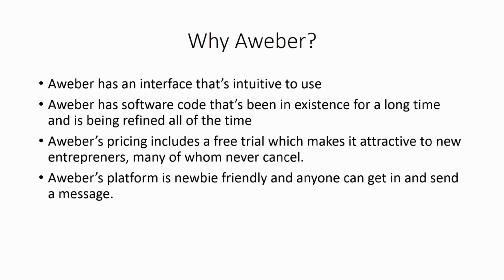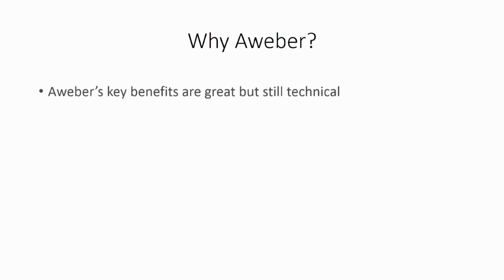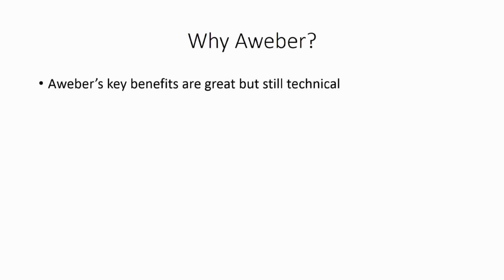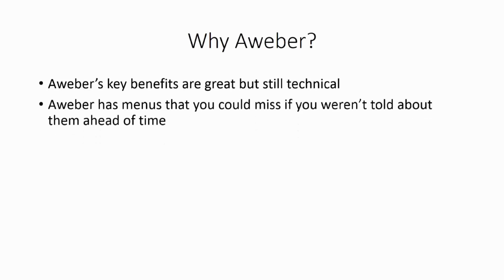So if Aweber's so cool, obviously there are no problems with it, right? Are there any problems with it? Well, if I were to mention a few cons, there might be a few. What are those cons? Aweber's really super cool key benefits are still really technical. You still do have to really understand technical stuff to get some of the real benefits of it. Aweber has menus that you and I could miss if we weren't told about them ahead of time. So sometimes we can go months, years, long periods of time missing some of the key benefits because we just didn't know they were in the menus.